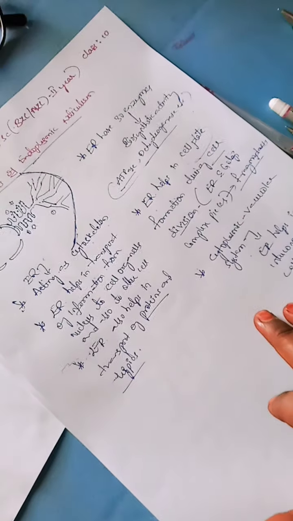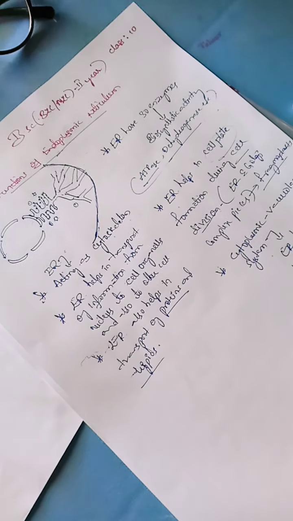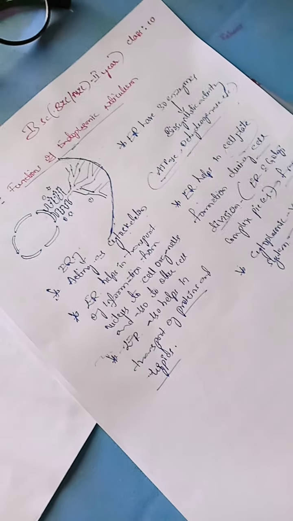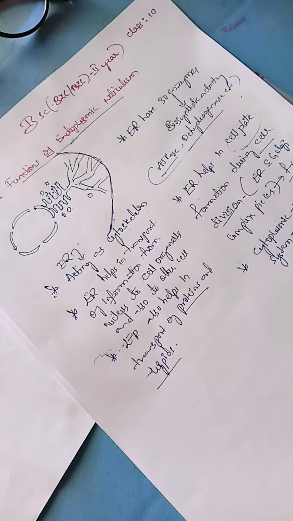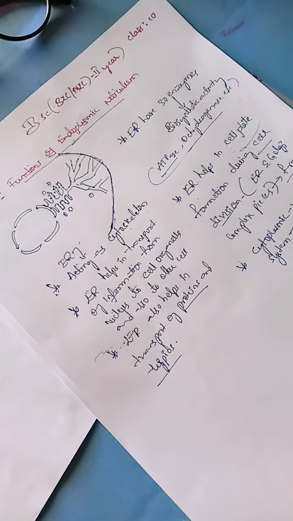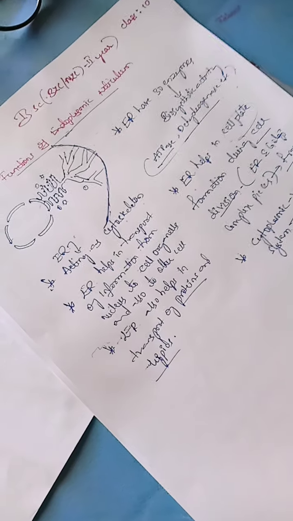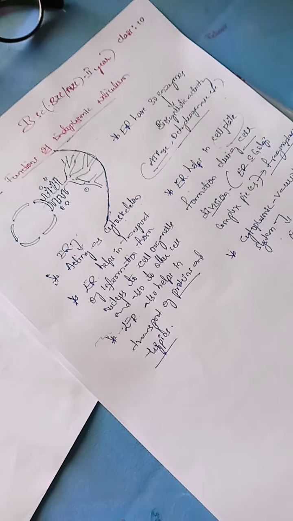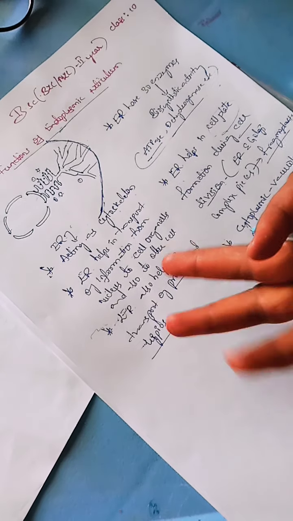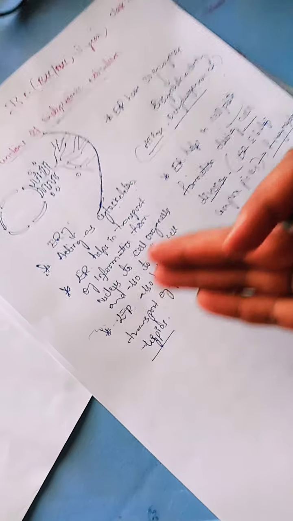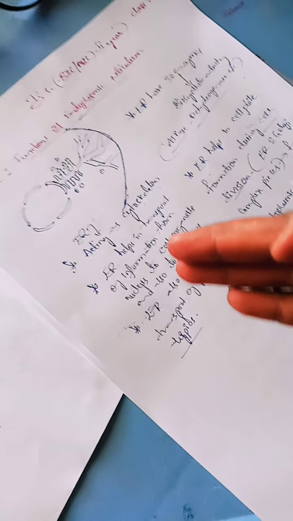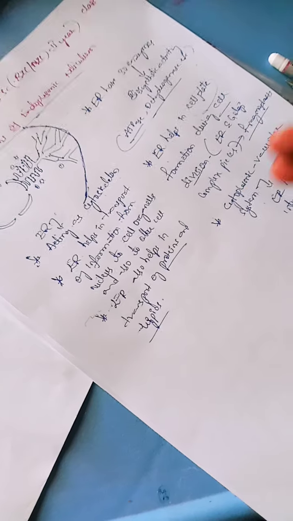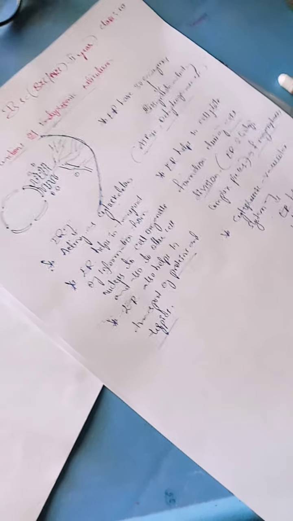Okay, so these are the important functions of the endoplasmic reticulum that you have studied till now. What is the endoplasmic reticulum, who discovered it, structure, types, the elements which make up the endoplasmic reticulum, all these things you have learned now. Whatever we discussed previously, now we are discussing only the functions again. So these are some important functions of the endoplasmic reticulum.